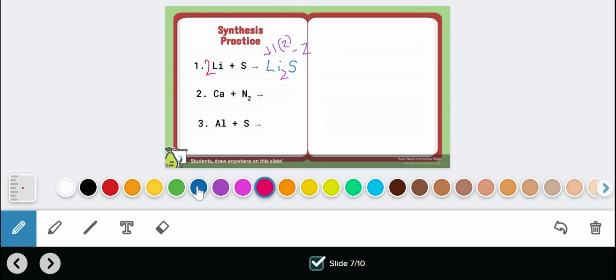Let's look at the next one. Calcium plus nitrogen are going to form calcium nitride, right? So we're going to have our calcium and our nitrogen. And of course, we have to think about their charges. The calcium's in group 2, so it's a +2. Nitrogen's in group 5. Remember, that's a -3. Those must add up to equal 0. Since they do not, we have to make them equal to 6, so they'll add to 0, right? So I multiply calcium by 3 and nitrogen by 2, and we get Ca3N2.